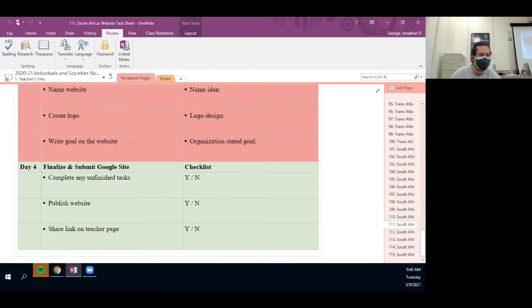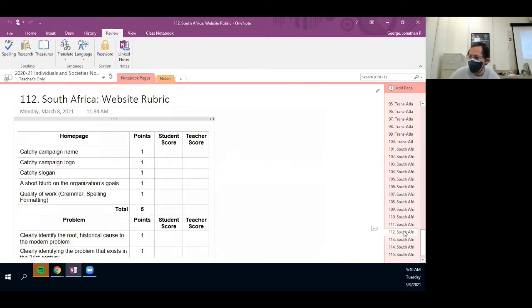All right. I'll take some time to address those questions if you do have any of them. All right. Let's look at 112 now. 112. This is the rubric. This is how you're going to be graded on this project.